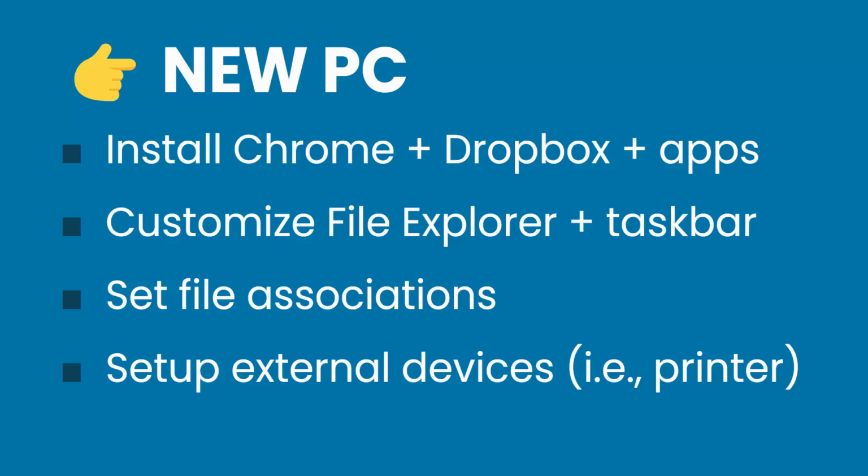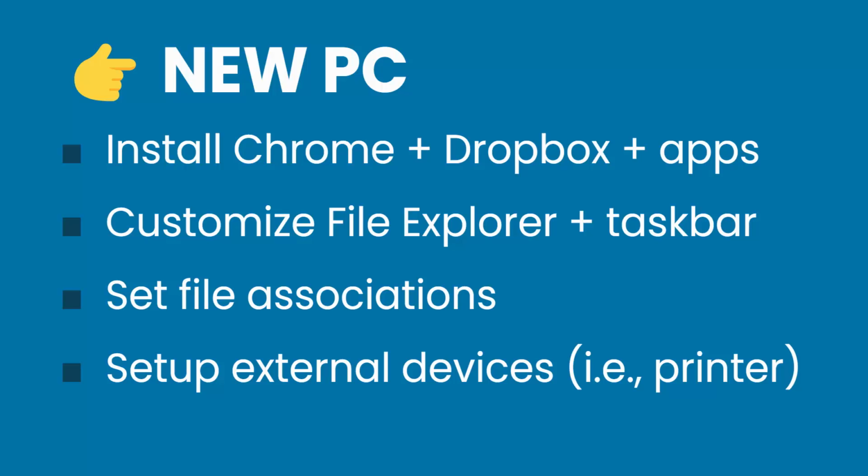And then once I'm done with those 2 programs, I'll install the rest of my apps one by one. I also go ahead and customize File Explorer however I want with my taskbar based on the screenshots that I took and any settings that I logged into that spreadsheet. I'll set my file associations once I have all my applications installed. And then lastly, you want to set up any external devices like your printer.